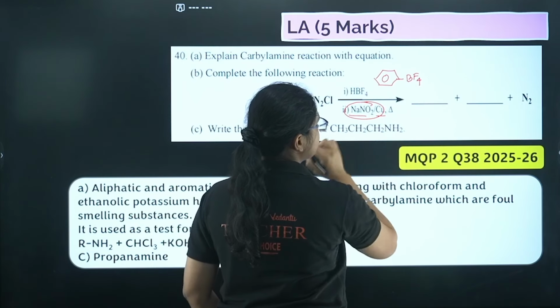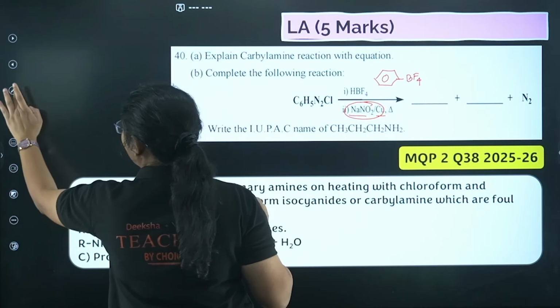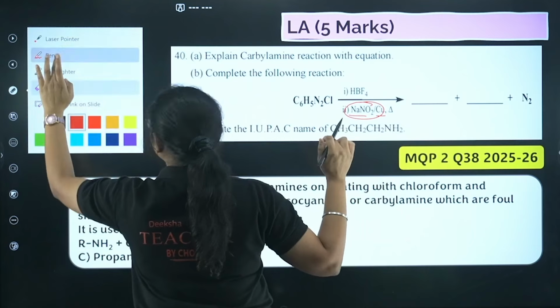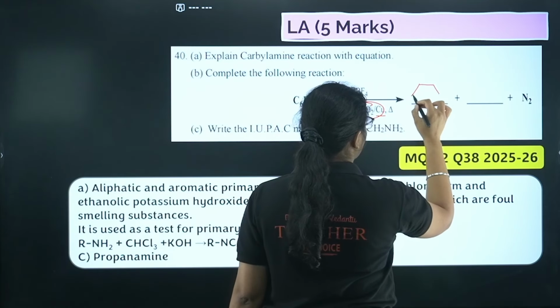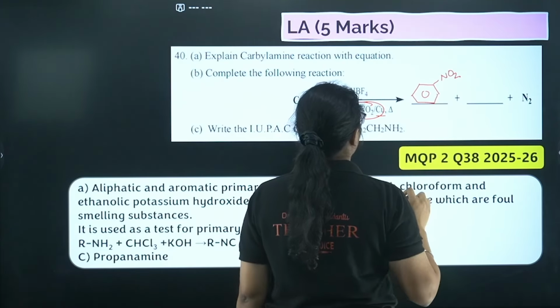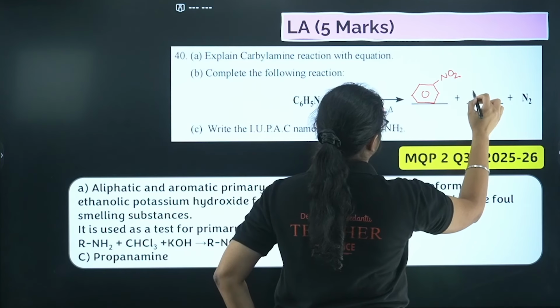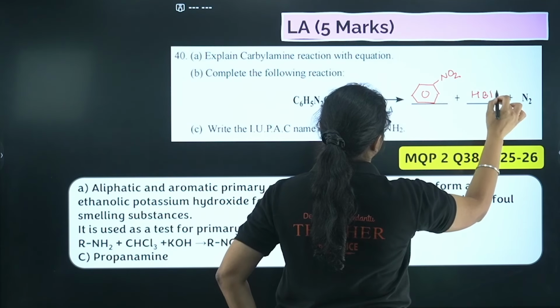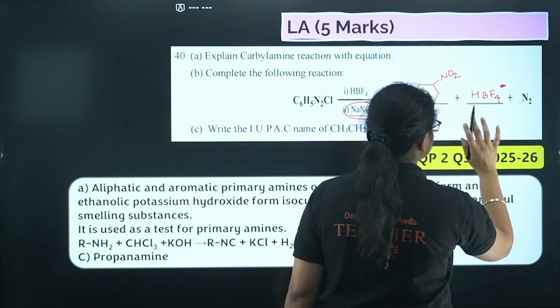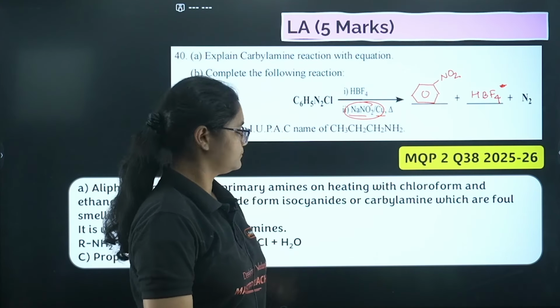Now when you again treat it with NaNO2 and Cu, at that time what happens? At that time the NO2 group is directly added. So here we have the NO2 group added to this ring, and then HBF4 will be produced.